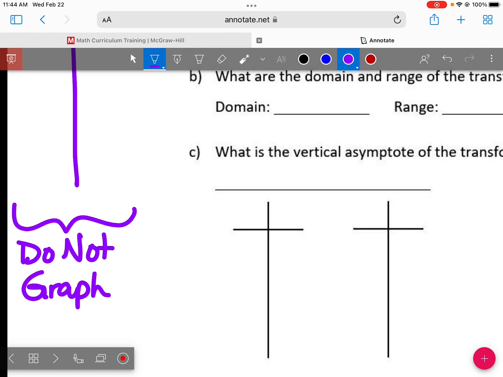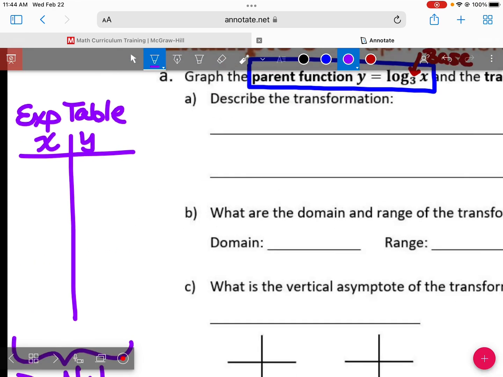How do I make my exponential table? On the x side, -2, -1, 0, 1, and 2. Sorry, it's coming on a separate sheet. My apologies. So down the x side, -2, -1, 0, 1, and 2.